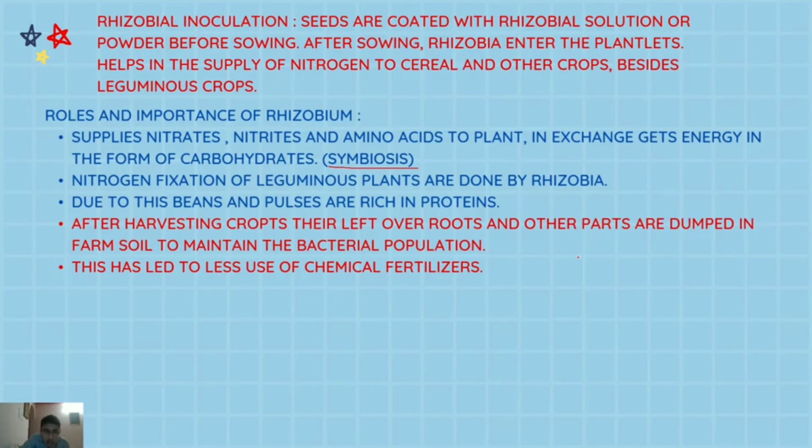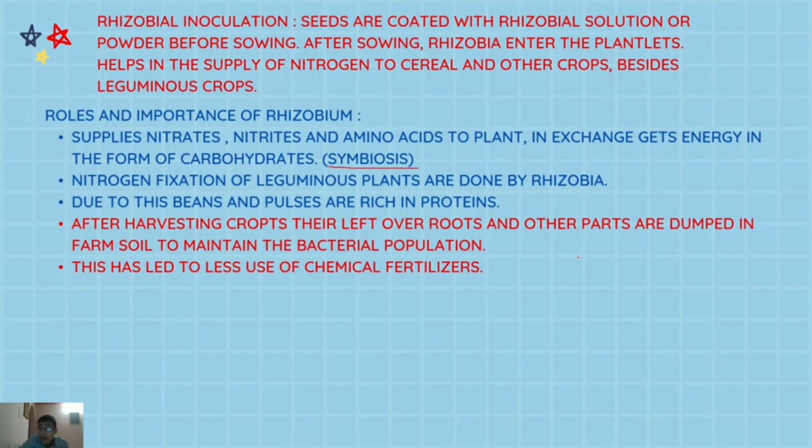And by doing this, what can we ensure? We can ensure the bacterial population. So rhizobium bacteria will sustain in that soil, and when we plant new crops, they are going to benefit from that rhizobium bacteria. If we do this, what can we achieve? We can achieve less use of chemical fertilizers. We will eradicate the use of chemical fertilizers.